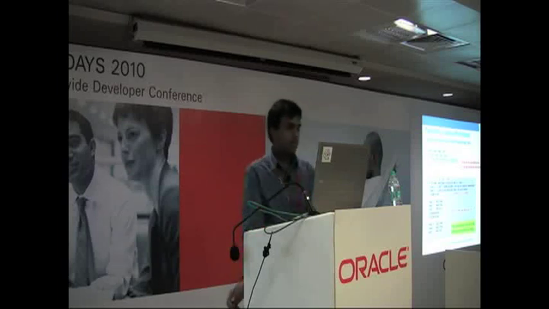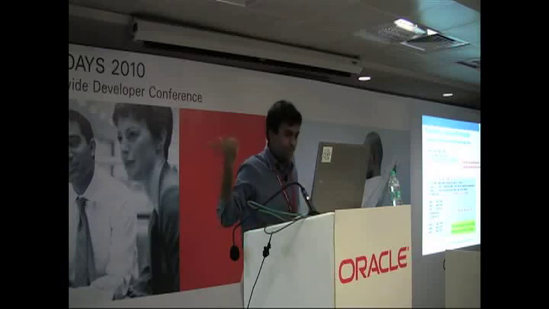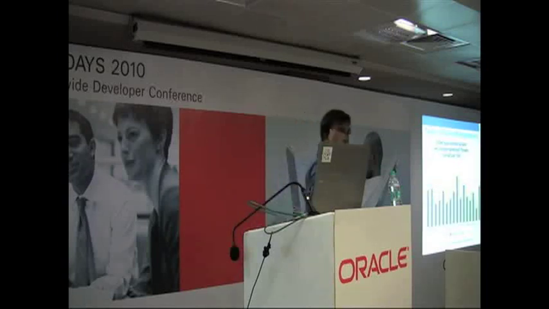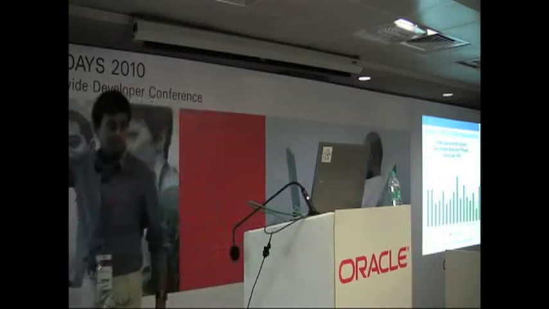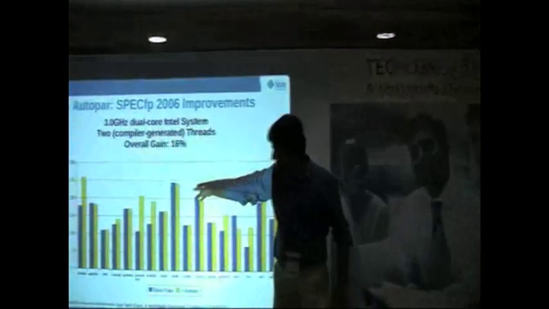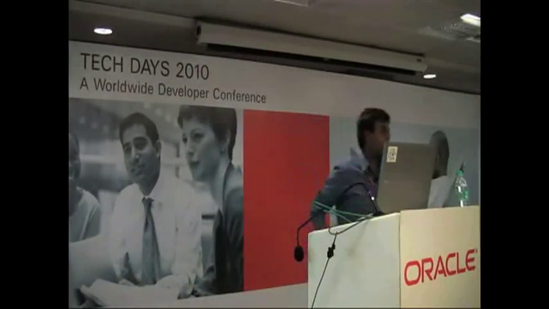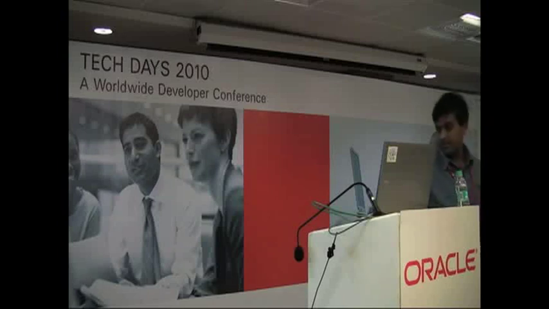So you just saw how AutoPar works. I don't have a demo of AutoPar, but I have a lot more other demos coming up. These are again SPEC benchmarks with AutoPar enabled and without. The yellow bar is the one with AutoPar, and the other one is the one without. Without doing any source changes, but just compiling your application with AutoPar, you actually see performance gains.